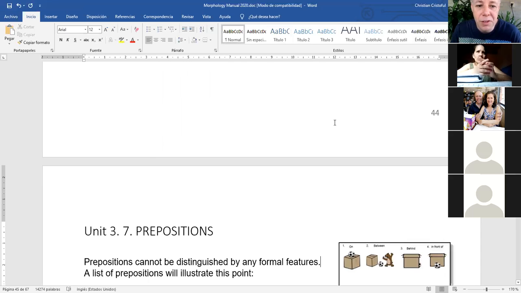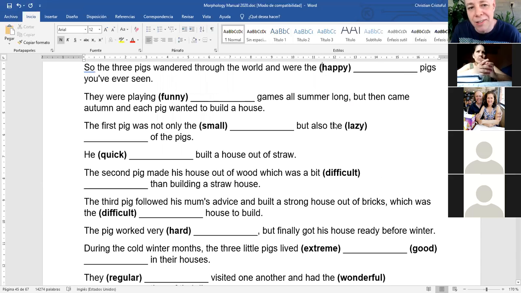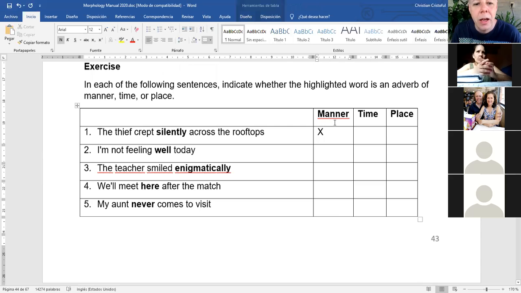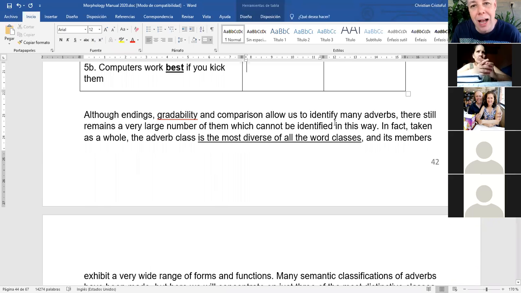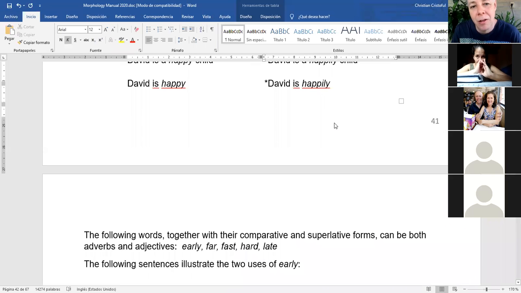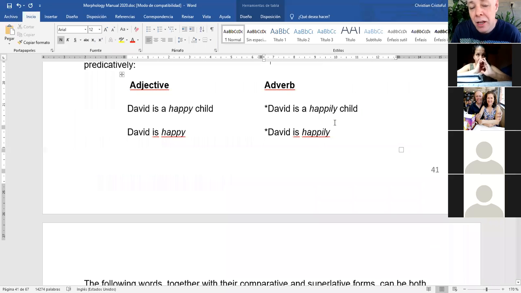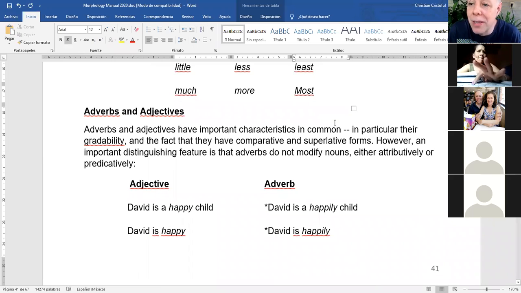So do the exercises at home and go over the text from the manual again. Okay. Super easy lesson. Also, you can complement the lesson with the video of 2 native speakers teaching you about adverbs.